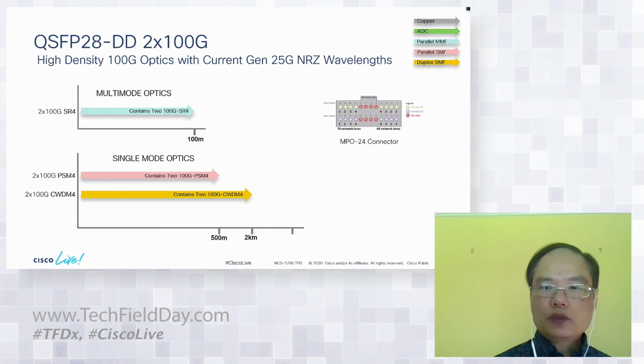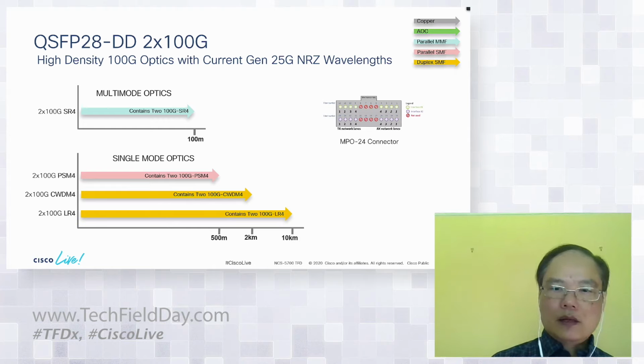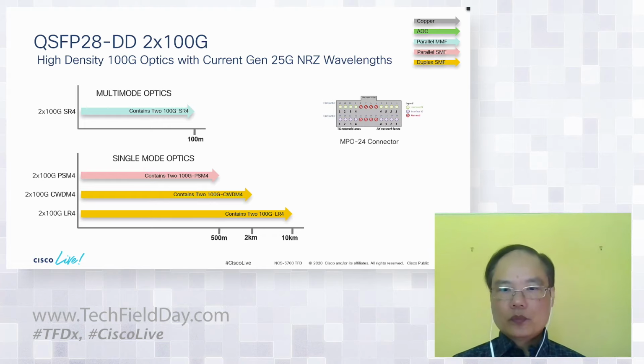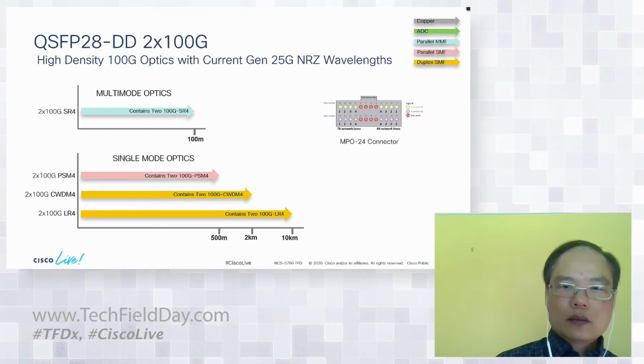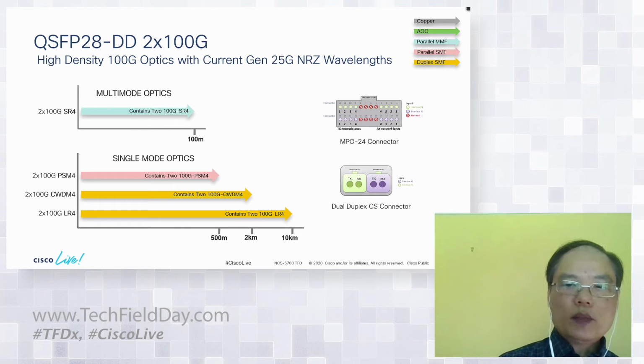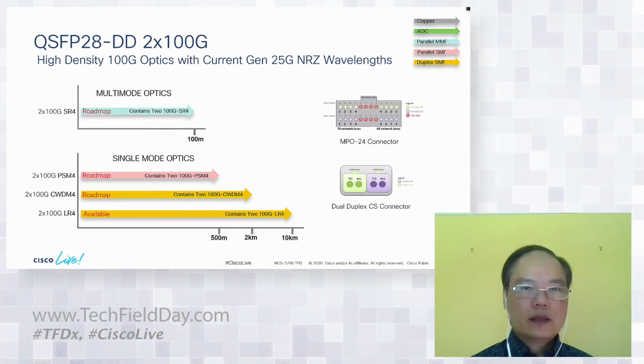For single mode fibers up to 2 kilometers, we have the 2 by 100 gig CWDM4. And for duplex optics up to 10 km, we have the 2 by 100 gig LR4. These two are duplex optics, but again, the QSFP-DD faceplate cannot fit the two duplex LC connectors. So we have chosen the more compact dual duplex CS connector. The 2 by 100 gig LR4 is already available, and the rest are on the roadmap.